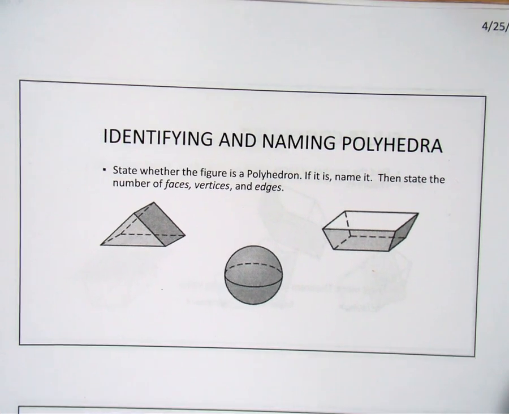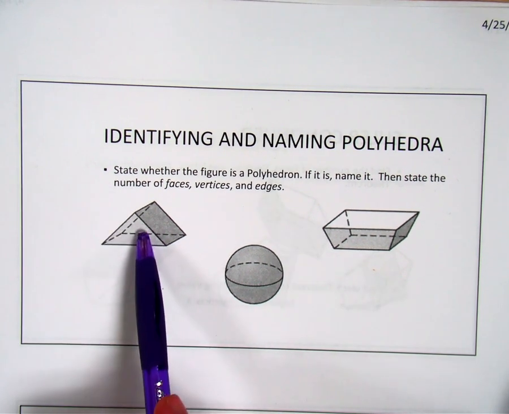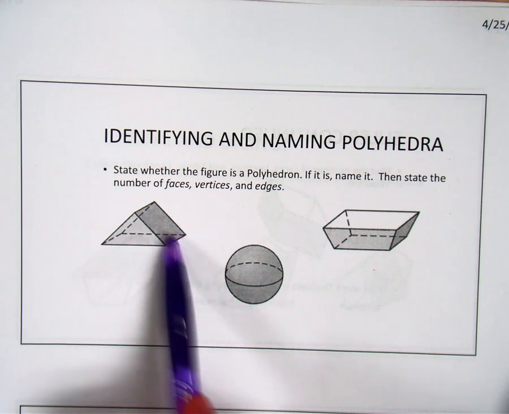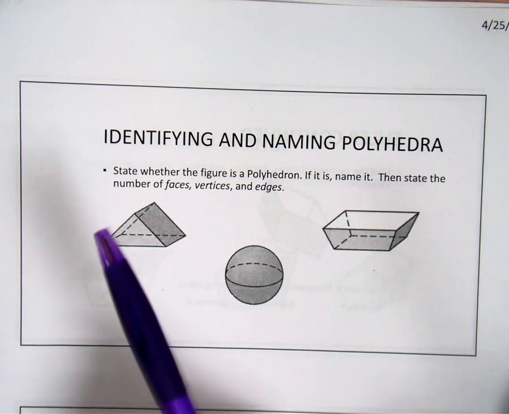Okay, guys, time for you to try it out. State whether the figure is a polyhedron. If it is, name it. Then state the number of faces, vertices, and edges. What do we have here? Think about it. I got a triangle in the front, a triangle in the back, and rectangles connecting them. This is going to be a triangular prism.